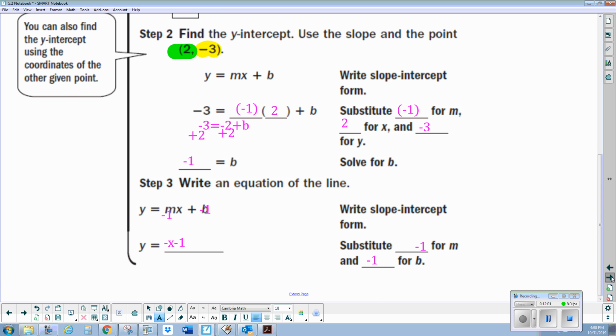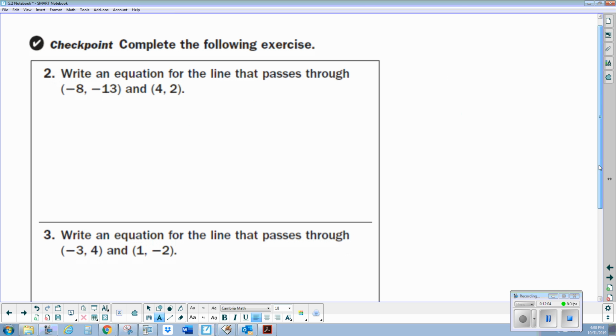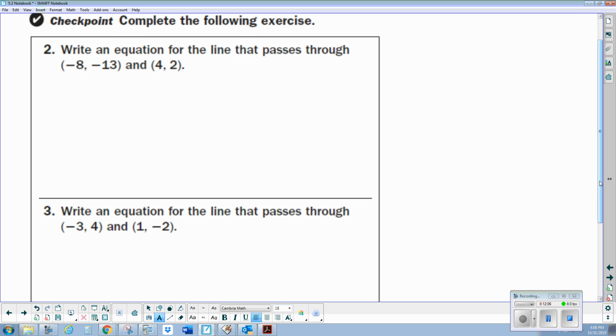Okay, there are the next 2 checkpoints. Try them both on your own, and then when you're finished, you can get together with a partner and make any corrections that you need to, or discuss any questions that you have. So you can pause this video now, pause it while you work, and then you can unpause for the solution.